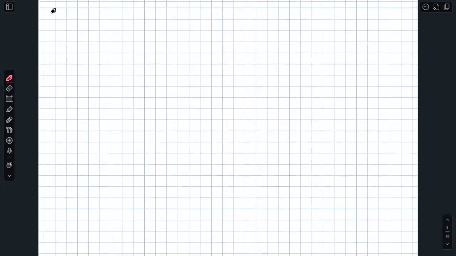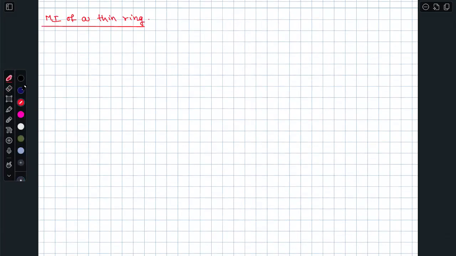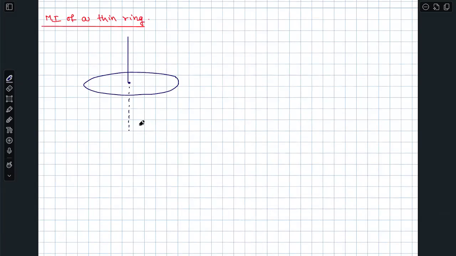The moment of inertia of a thin ring. Now imagine a thin ring-like kind of structure over here, and this is the axis of a ring. d theta.